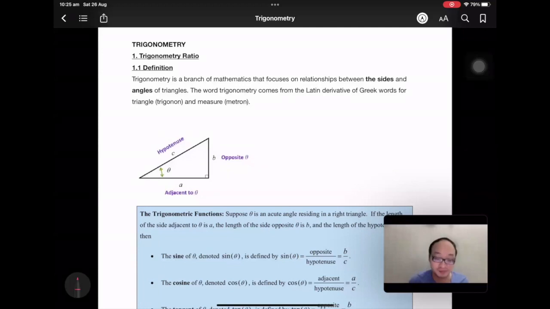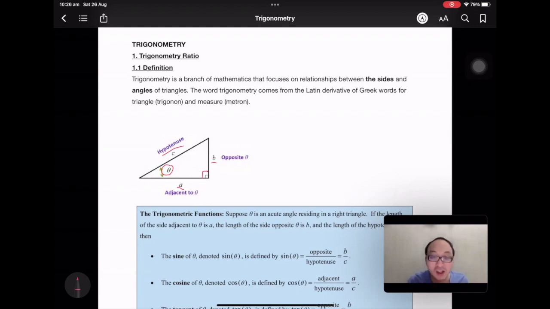So if we have an angle of theta in the right angle triangle, we have side B as the opposite side to the angle theta, and then we have side A as the adjacent side of angle theta, and we have the hypotenuse, the longest side in the right angle triangle.